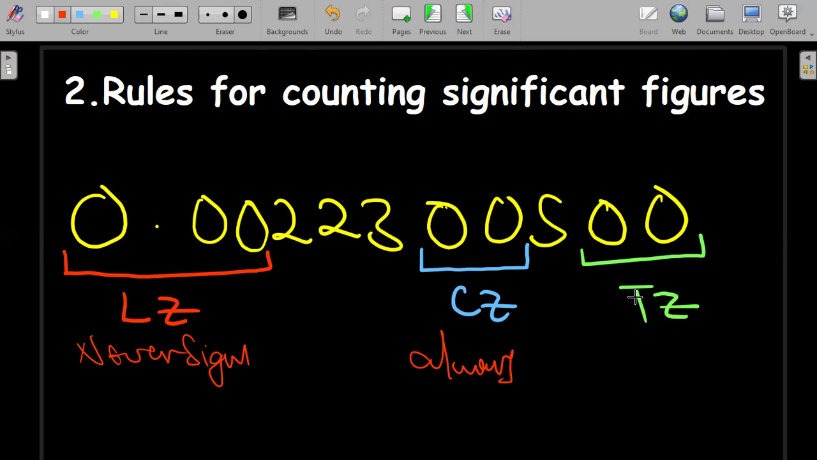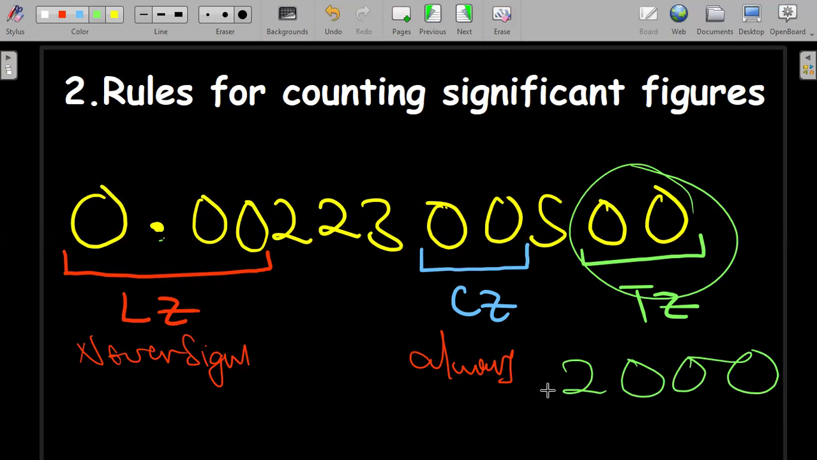And then these trailing zeros can only be significant if a number contains a decimal point. So we can see that in this number, we have a decimal point right there. So it means we are going to count these trailing zeros as what? Significant. Why? Because there's a decimal point there. If you just write 2000, this number only has one significant figure, which is this one. These ones are not counted as significant, but immediately we introduce a point there like that, we are going to count these as significant.